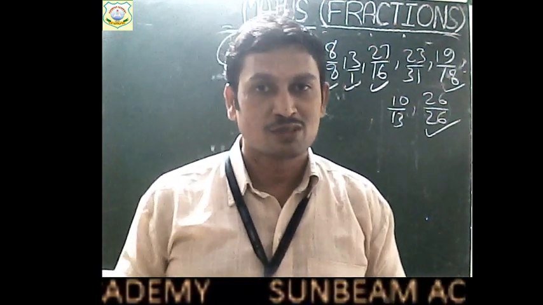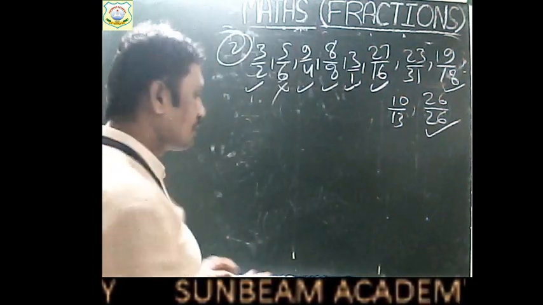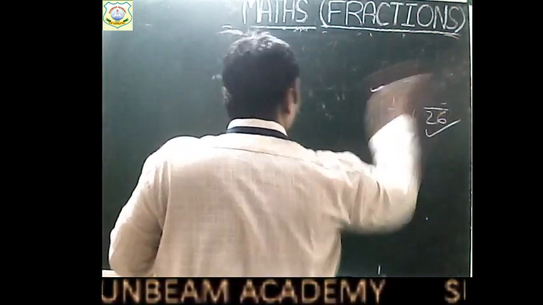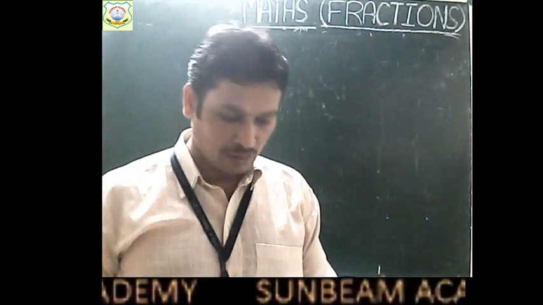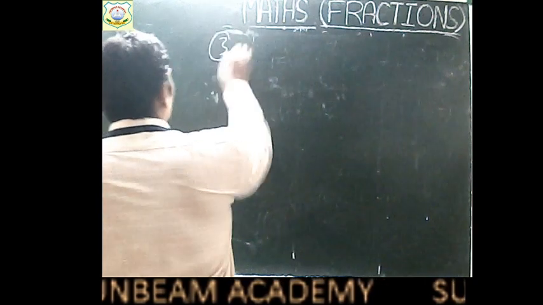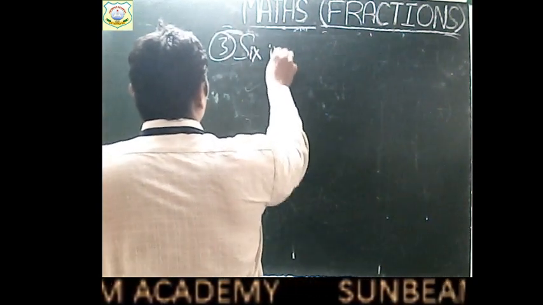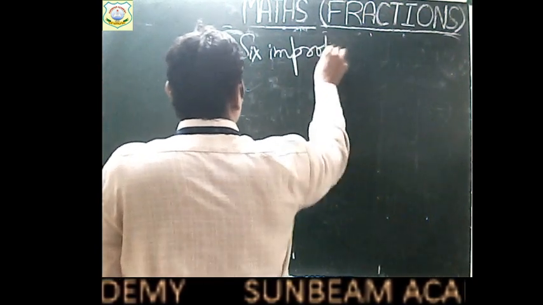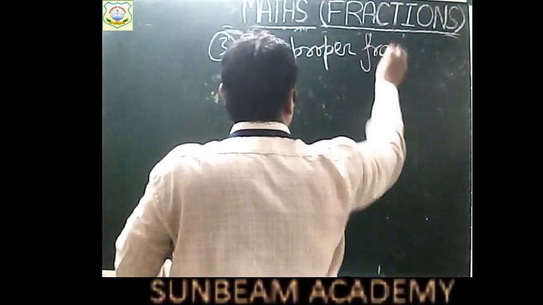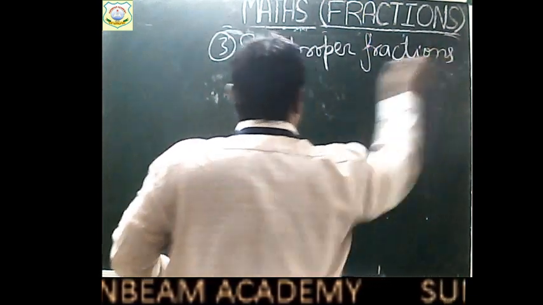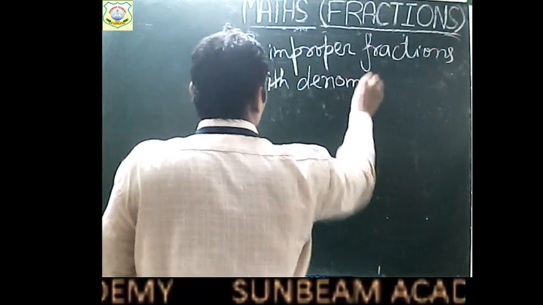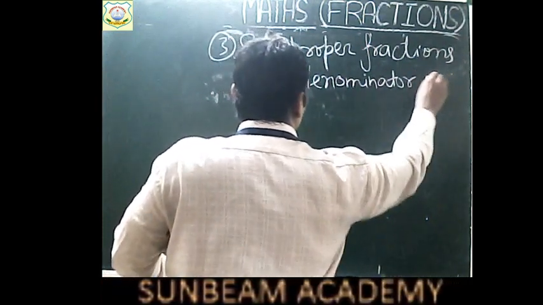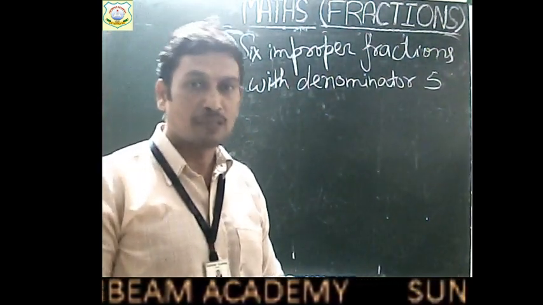So let us move to the next question, question number 3. So children, read question number 3 now. What is question number 3, children? In this question, write 6 improper fractions with denominator 5, right? So in question number 3, we have to write 6 improper fractions with denominator. What is the denominator, children? Denominator is 5, right? So we have to write 6 fractions.